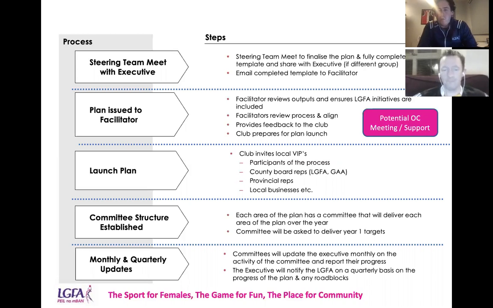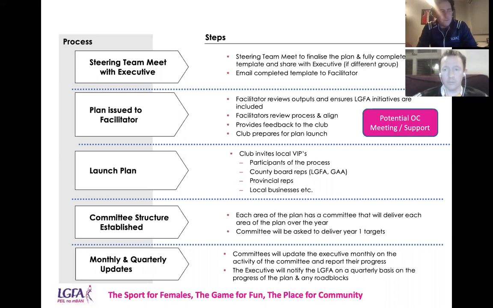They'll review the process and align, as I say, with the LGFA's initiatives and values and ethos, and provide any feedback to the club that maybe there's a section that might need a bit more work, or maybe they could include this, or maybe this needs taken out of the plan. Just again, to make it back to the start, to make it feasible for the context of your club. And then after that, it's about preparing to launch your plan.